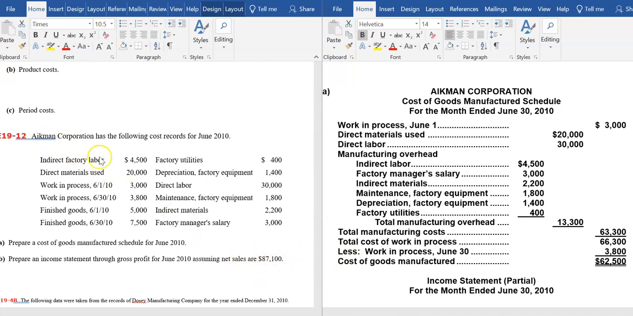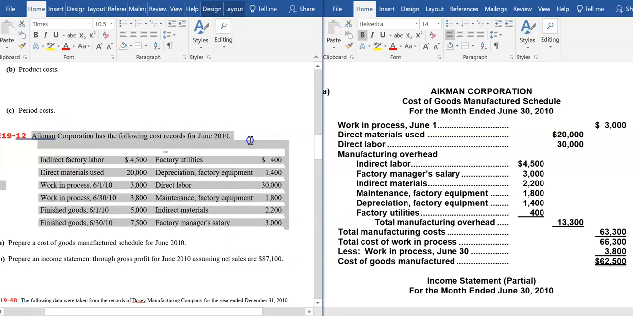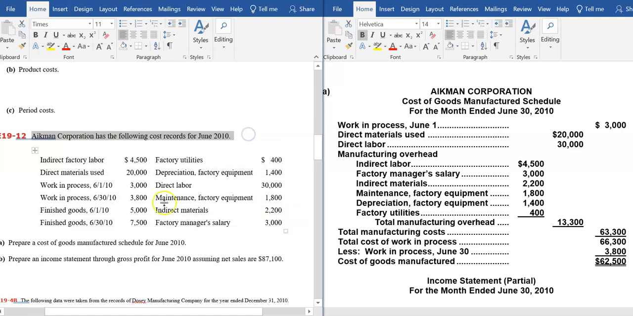All right, the last problem we're going to work, actually the second to last problem, is working with Aikman Corporation. They gave us the following costs for the month of June 2010. First, we're going to prepare a cost of goods manufacturing schedule for June, and then we're going to prepare an income statement just through the gross profit for the month of June, assuming sales are $87,100.